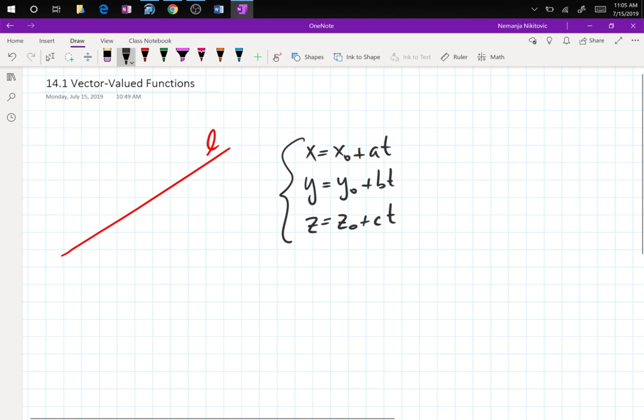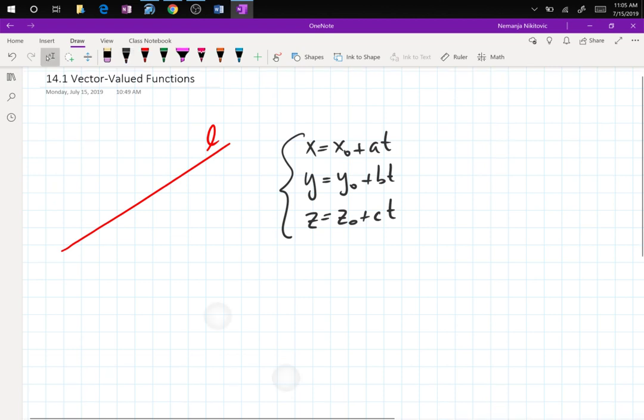So 3 dimensions, 3 variables, all controlled by the same parameter t in time, so that if there is a bug over here, this bug might be at t equals 0 here, then it walks over to t equals 1 second here, t equals 2 seconds here, and so on. So you see that the position along the line, where the bug is, depends on the time.